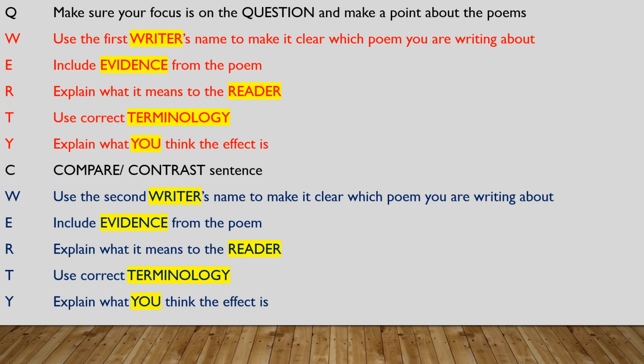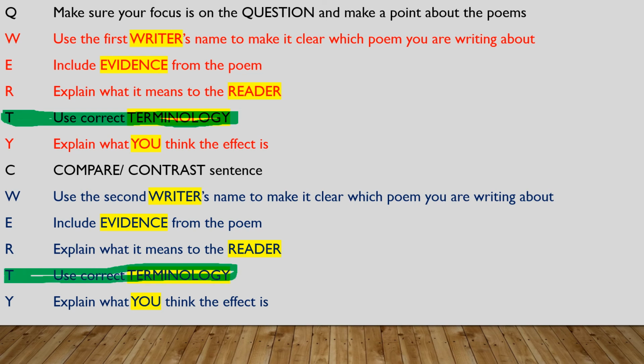So the previous slide had a structure that we've just been working with. This slide has a slightly different structure, but it's really the same thing. The difference, though, is that where the previous structure asked for a micro quote, this one has instead mentioned terminology. So we've got terminology here, which wasn't mentioned in the previous structure. That's been used twice, once in the red for the first poem and once in blue for the second poem.